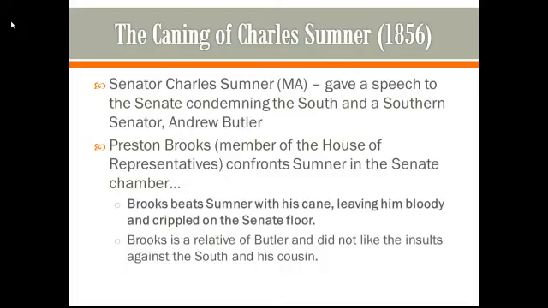Now, Andrew Butler was a senator. He was not going to retaliate with violence. But his cousin, Preston Brooks, was a member of the House of Representatives. And Preston Brooks believed that Sumner had offended Southern honor. He had insulted the honor of his family and his cousin, Andrew Butler. And so, on the floor of the United States Senate, Preston Brooks walked into the chamber, confronted Sumner, and beat him with his metal-topped cane, beating him again and again and again until Sumner was left a bloodied and crippled body on the Senate floor.